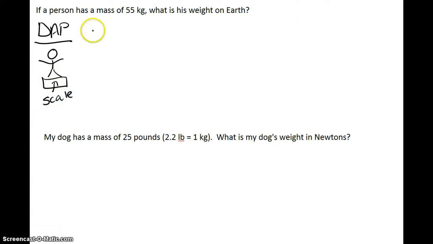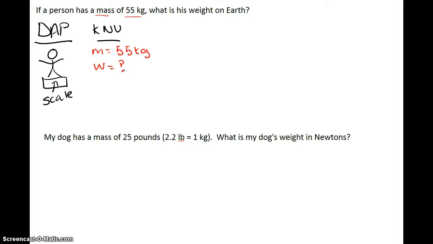My next step is to record my knowns and unknowns. Looking at the problem, I see I have a mass of 55 kilograms. So I can write m equals 55 kilograms. And I want to know the weight. So I'll say weight is question mark.